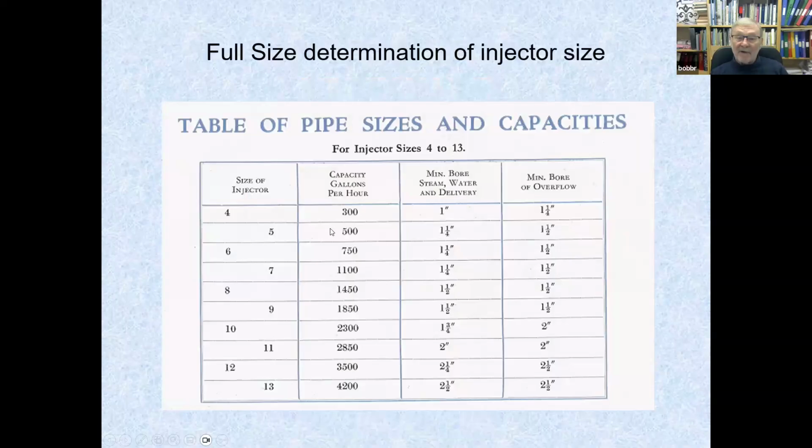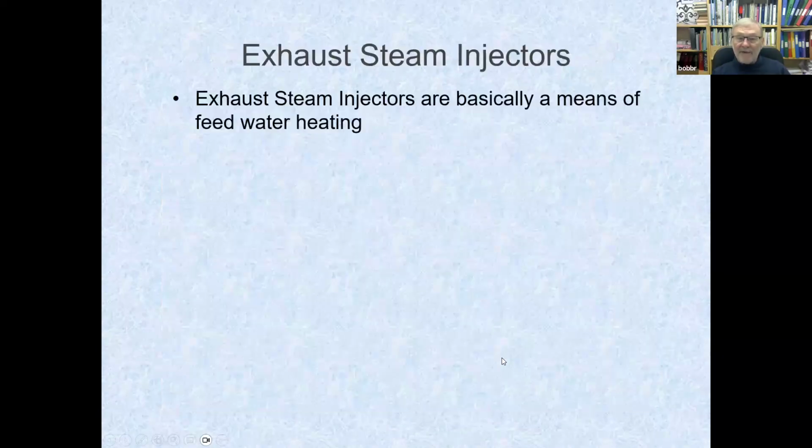Give you some idea of what the Davis and Metcalfe would deliver. So this is 5 gallons a minute, and you can see 1.25 inch pipes, and you go up to the biggest one, number 13, and you're up to some big pipe work there. Exhaust steam injectors. Now, basically, these are a means of feed water heating.